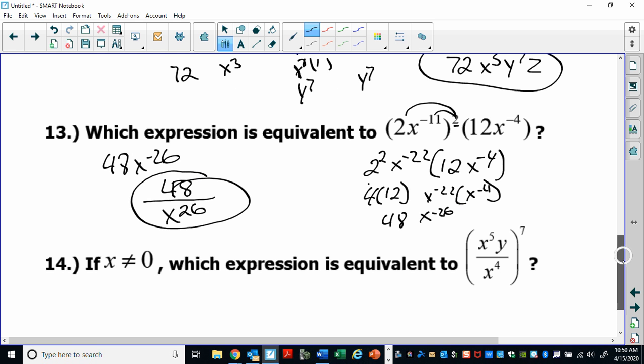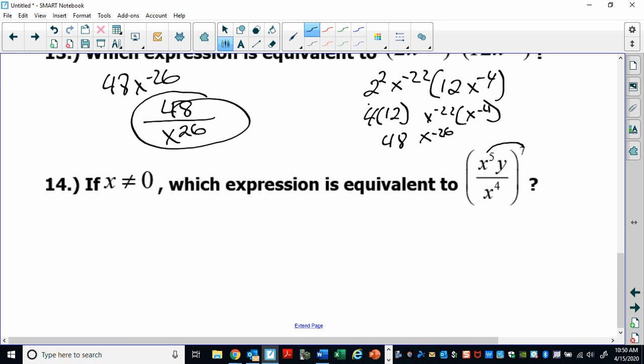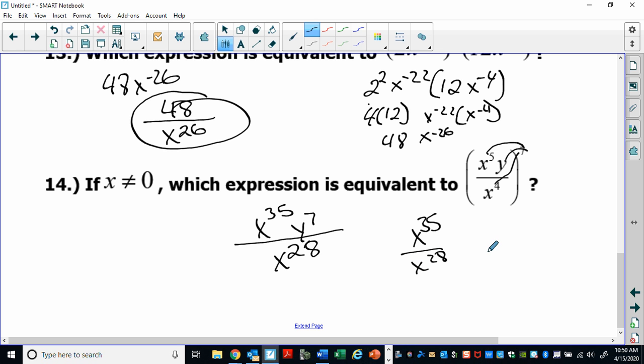Last one. First thing we're going to do is distribute this 7, 1, 2, 3 times. So we're going to have x to the 35th power, y to the 7th, and x to the 28th. Now, we're going to break this up so that we have the like terms next to each other. We'll do x to the 35th over x to the 28th, and we'll still have y to the 7th by itself. 35 minus 28 is going to be 7, right? So that's going to be x to the 7th power, y to the 7th power. Remember, that's an invisible 1 there, so I did 7 times 1, and I got 7.